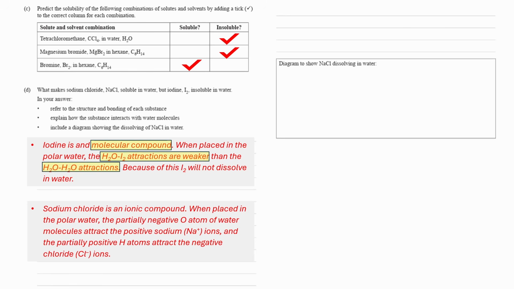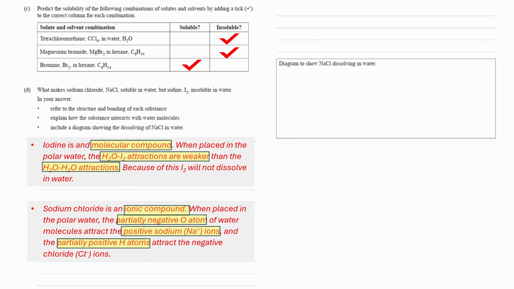Now, this is a tricky one to explain, but when placed in water, the partial negative oxygen in water molecules is attracted to the positive sodium. A water molecule has a slight negative, that's delta negative, on the oxygen and delta positive on the hydrogen. So the delta negative of the oxygen is attracted to the sodium ions, and the partially positive hydrogen atoms are attracted to negative chloride ions. So this is true.